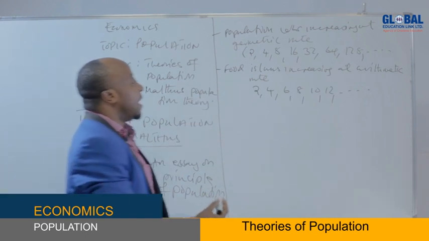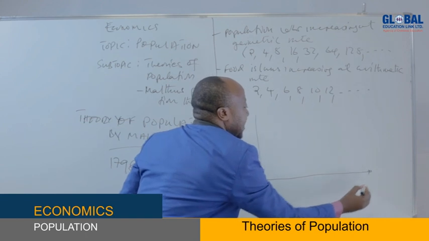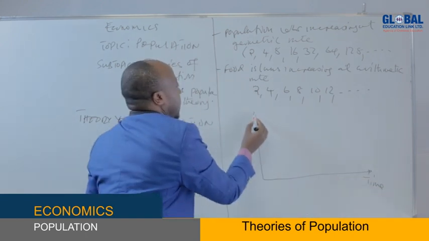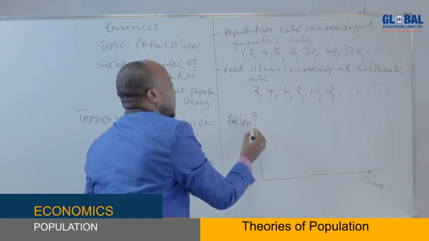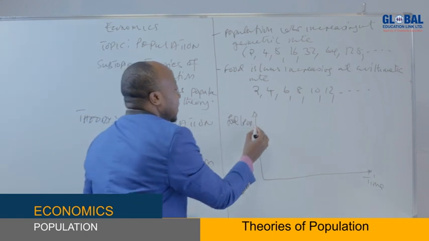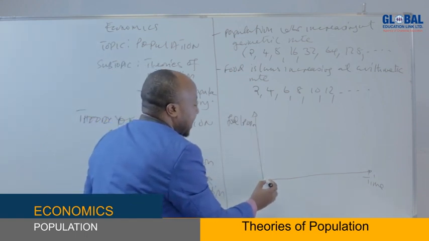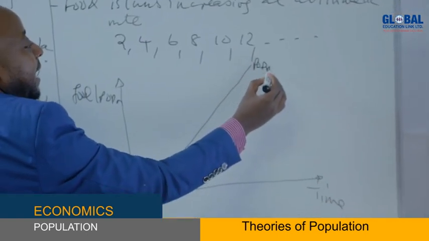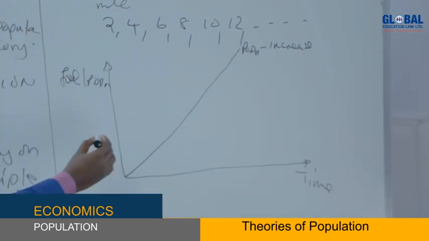Now for that case, we could have a graph like this one. If we have, this is time, and this is either food or population. It means if we have food and population, it is increasing this way. This is population increase. Then we have this is food.